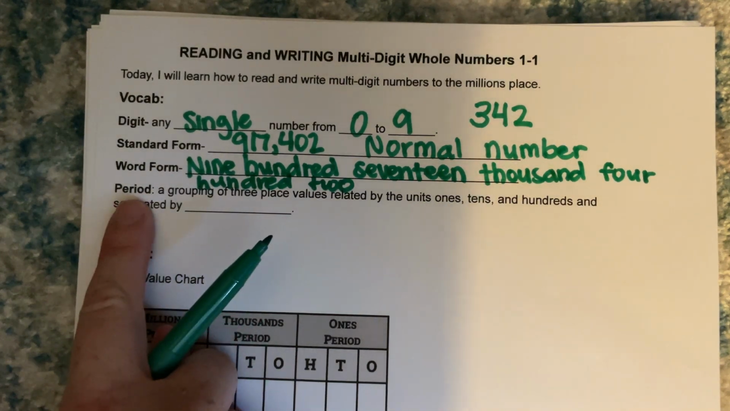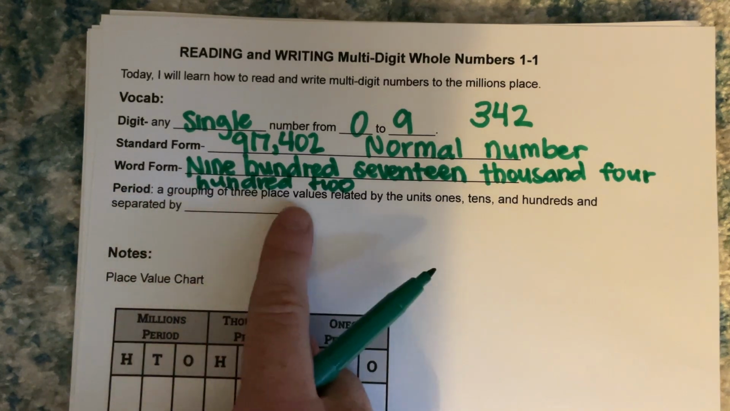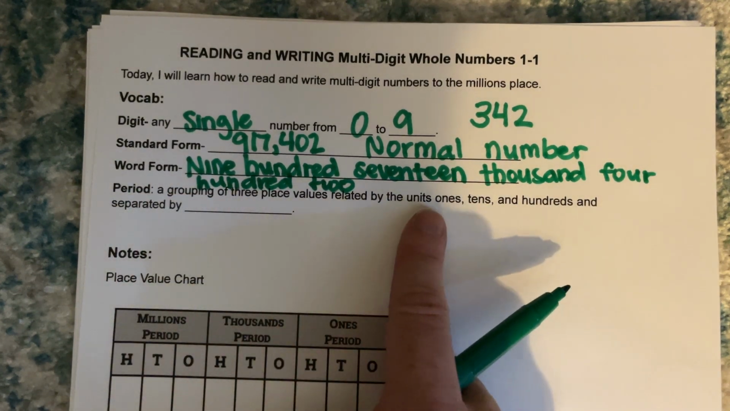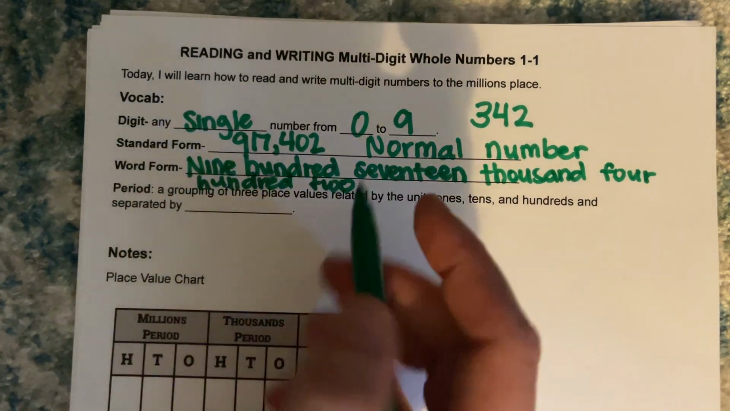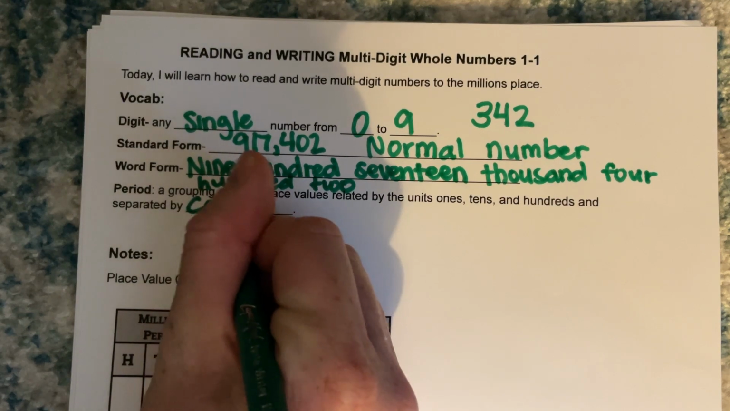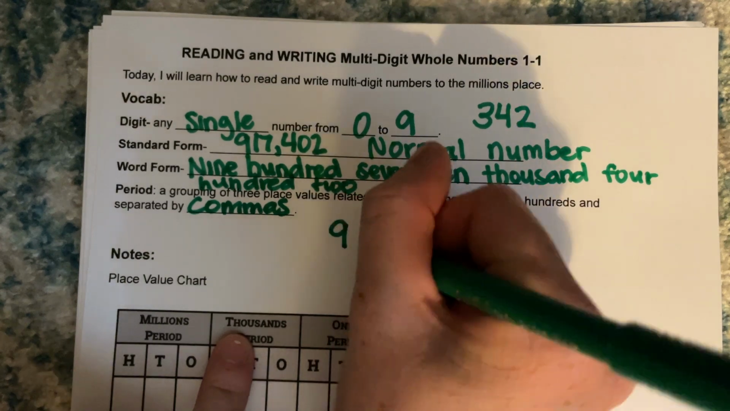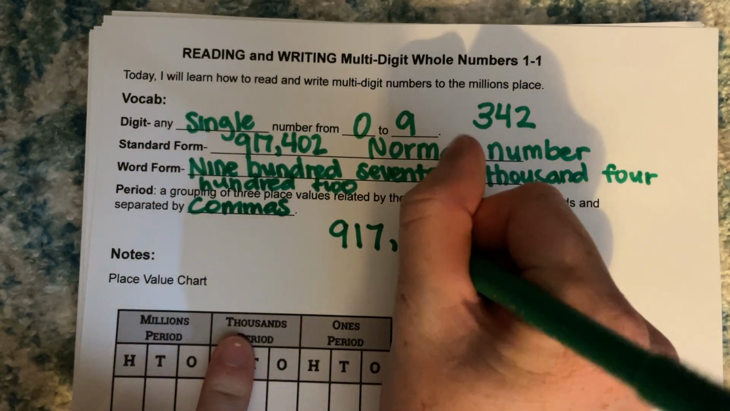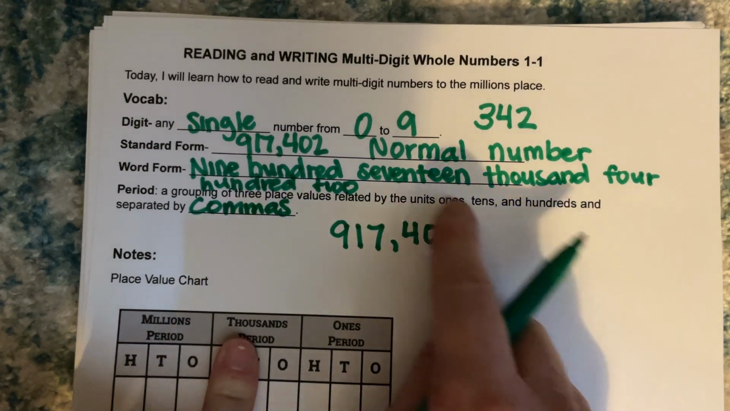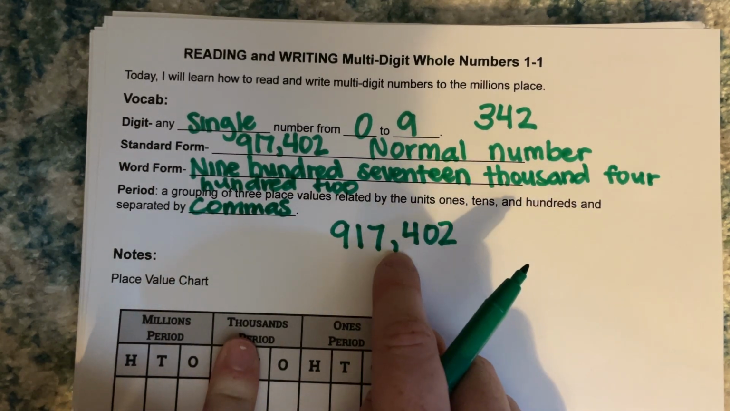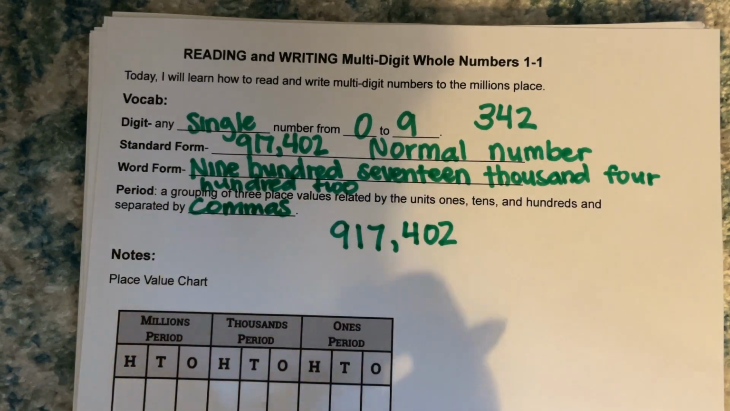Our next vocabulary word is period. It's a group of 3 place values related by the units ones, tens, and hundreds, and they are separated by commas. Okay, so in the number 917,402, we see these periods separated by a comma. So here's a period, and then the comma, and here's another period. So the periods are groups of 3 numbers.